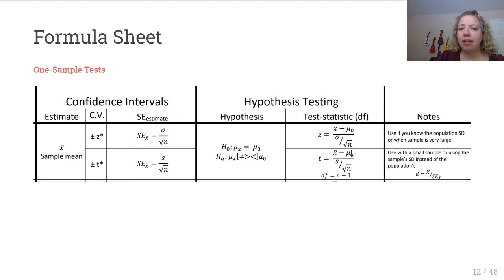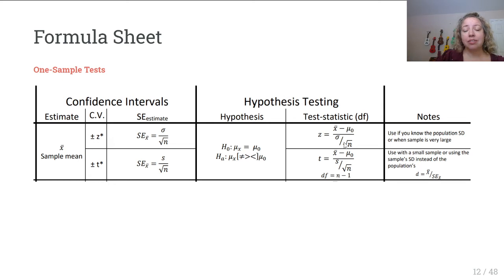So I have our Z formula and our T formula. Now you'll notice they look very similar. The only difference is with Z, we should know the population standard deviation. For a t-test, we can use the sample standard deviation, but then we need degrees of freedom, which is 1 less than the sample size. And there's some notes off to the very end.